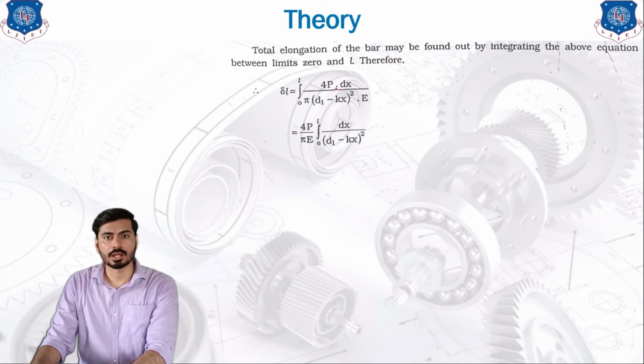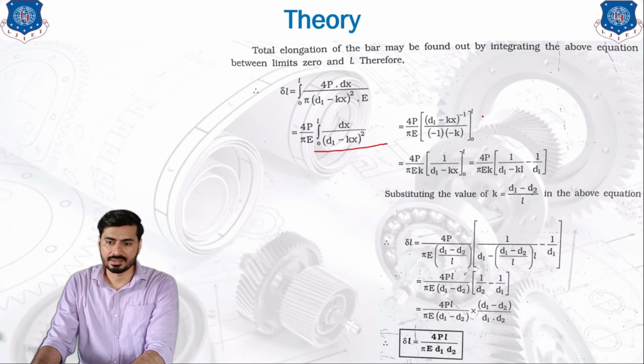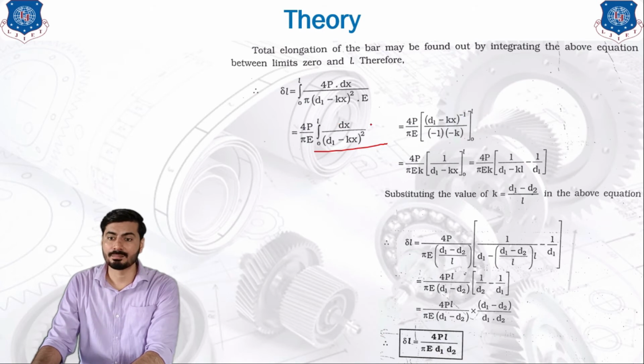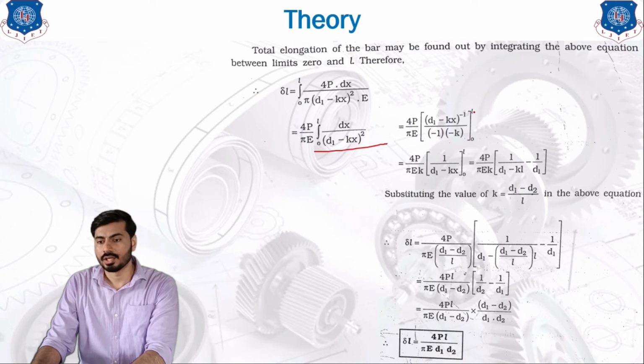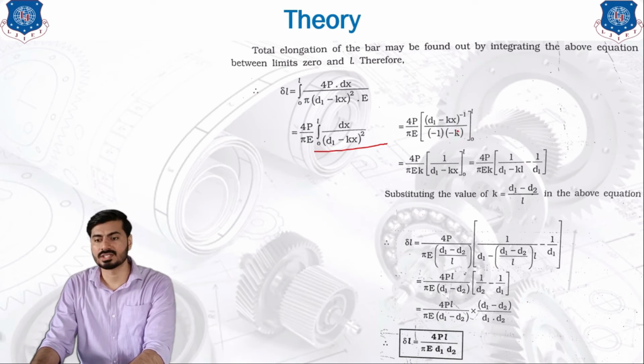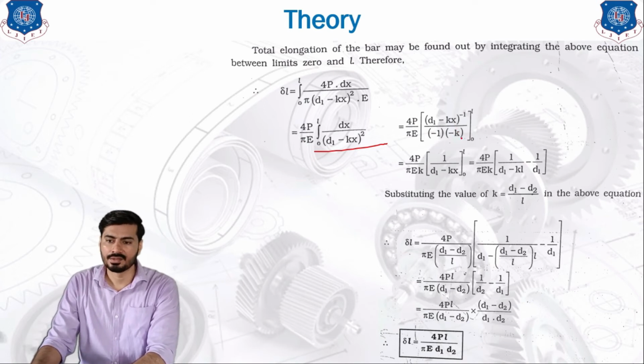If we take out the constants 4P upon pi E from the integration, then the only thing remaining in the integration is 1 upon (d1 minus kx) square. Now if you integrate it, you can see that this can be taken in the denominator using the minus 2 power. Now if you do the integration using the basic formula of trigonometry, you will get this particular equation.